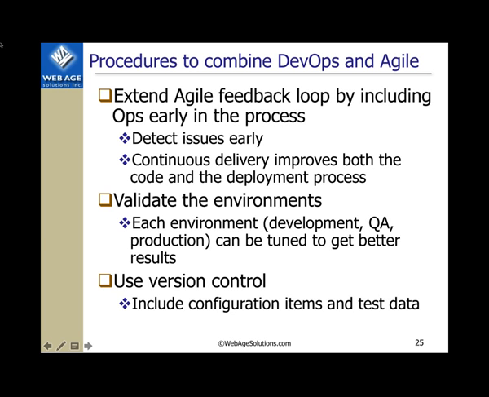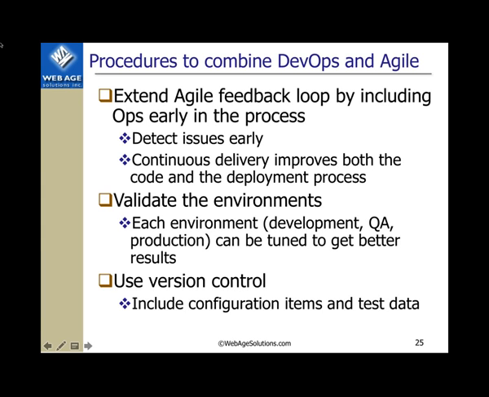There are processes that I would follow to combine DevOps and Agile practices. And one of the fundamental things that we want to do from a process point of view is extend the Agile feedback loop, by including operations earlier on in the process. What we mean by this is Agile is essentially built as a feedback loop where I perform a bunch of activities, the sprint, and then I have some retrospective where I look at what actually happened and use that to make decisions about what I do in the next iteration. It's a loose description of the Agile feedback loop.